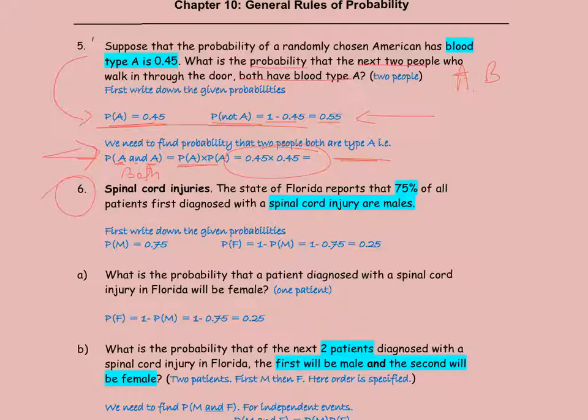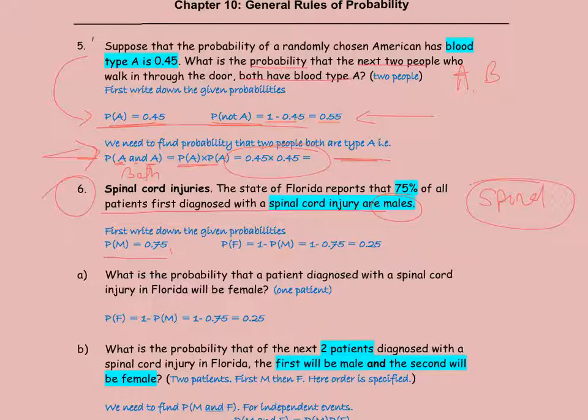Now let's read the next question. In the state of Florida, 75% of all patients first diagnosed with spinal injury are males. So we're looking at the population of all people who are diagnosed with spinal injuries. So that is our population. What is the probability that in this population a random person is male? That would be 75% or 0.75.